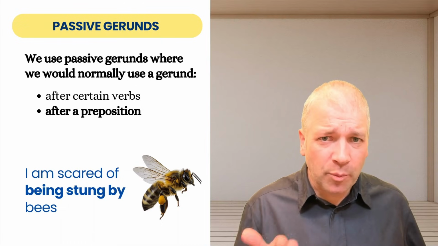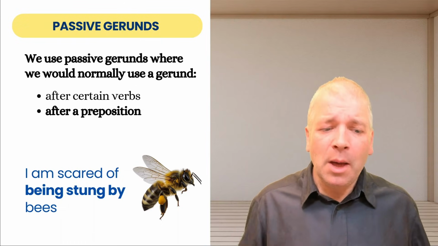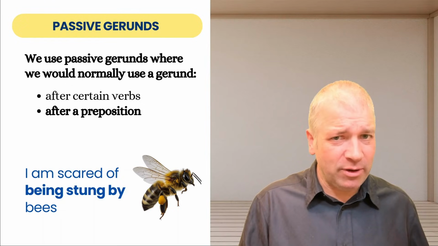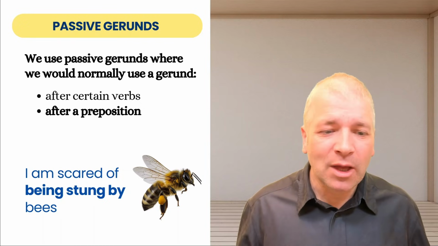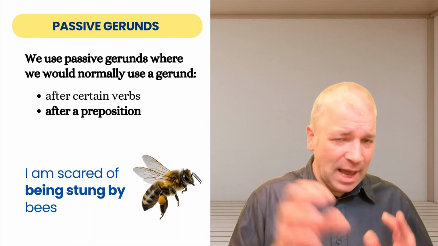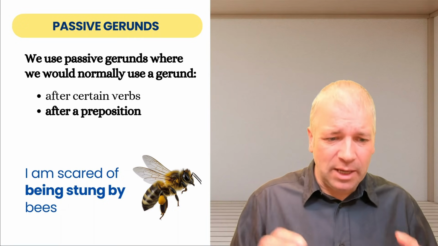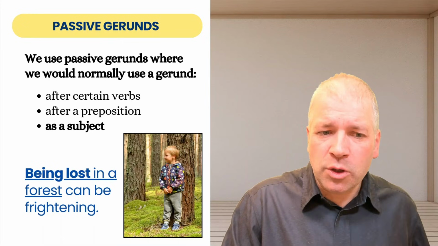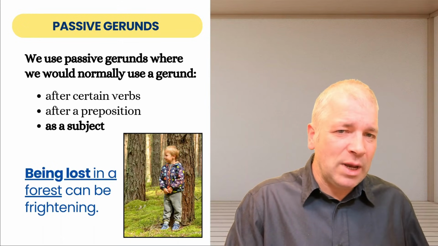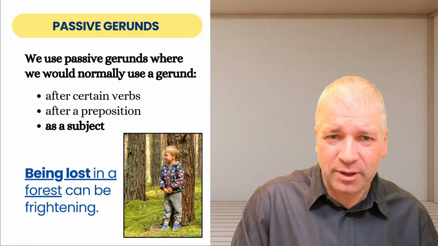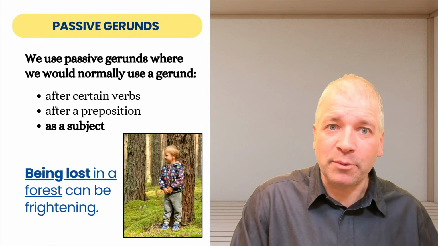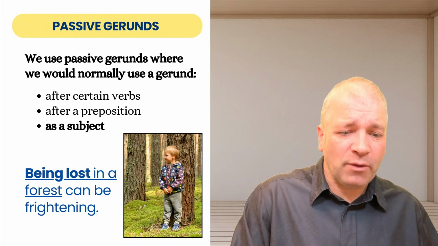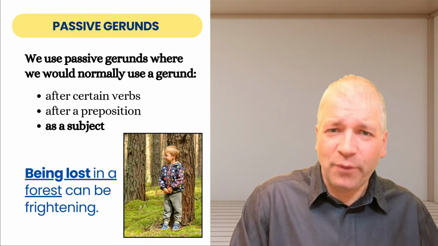So because of, the preposition should be followed by a gerund. When we make it passive, instead of making the verb gerund, instead of saying I'm scared of stinging, for the passive form, again, make be the gerund, being. I am scared of being stung by bees. And then we also use gerunds when we put the verb in the subject position, again, when we're turning them into nouns. So being lost in a forest can be frightening.